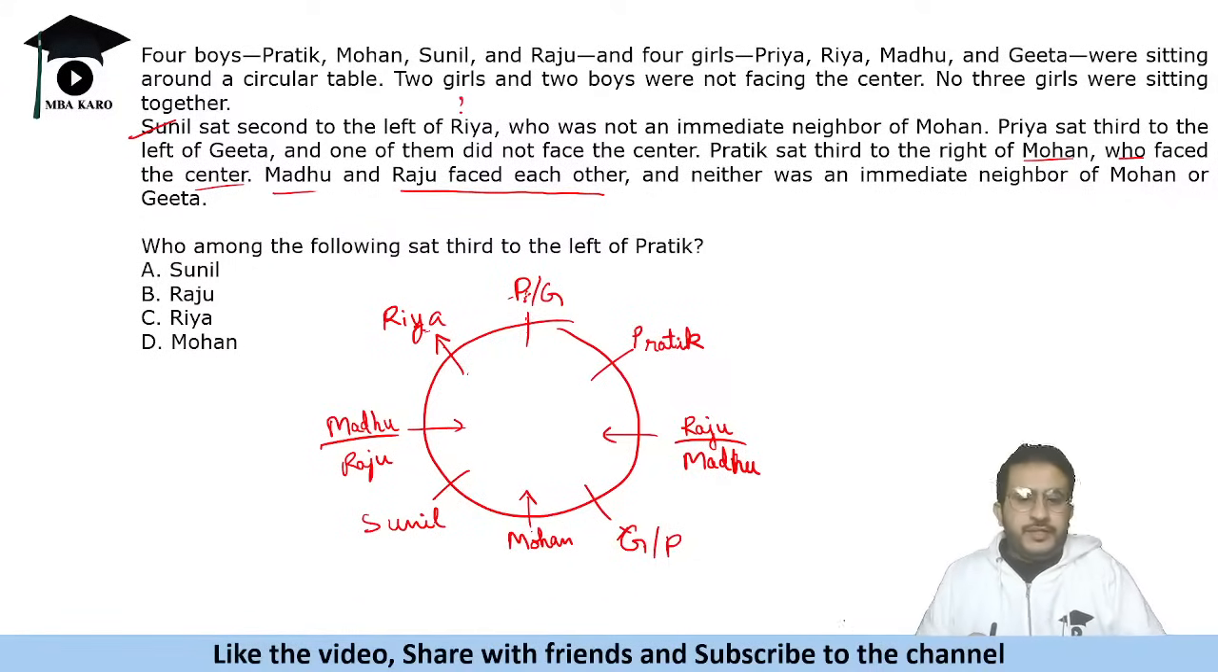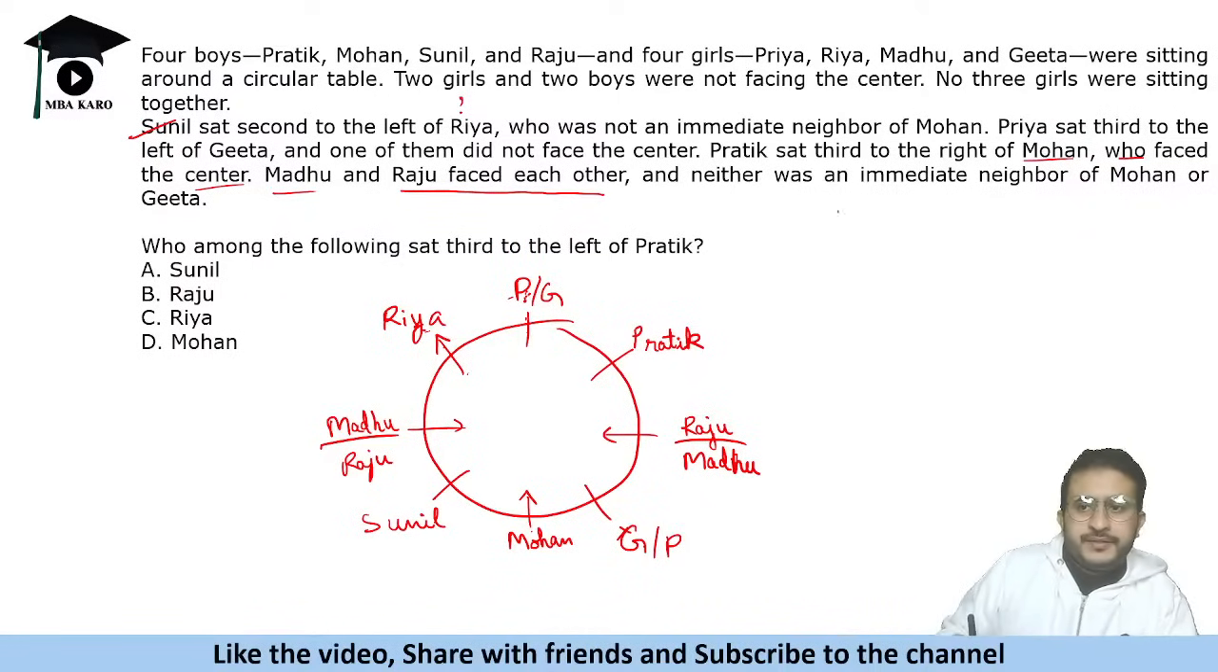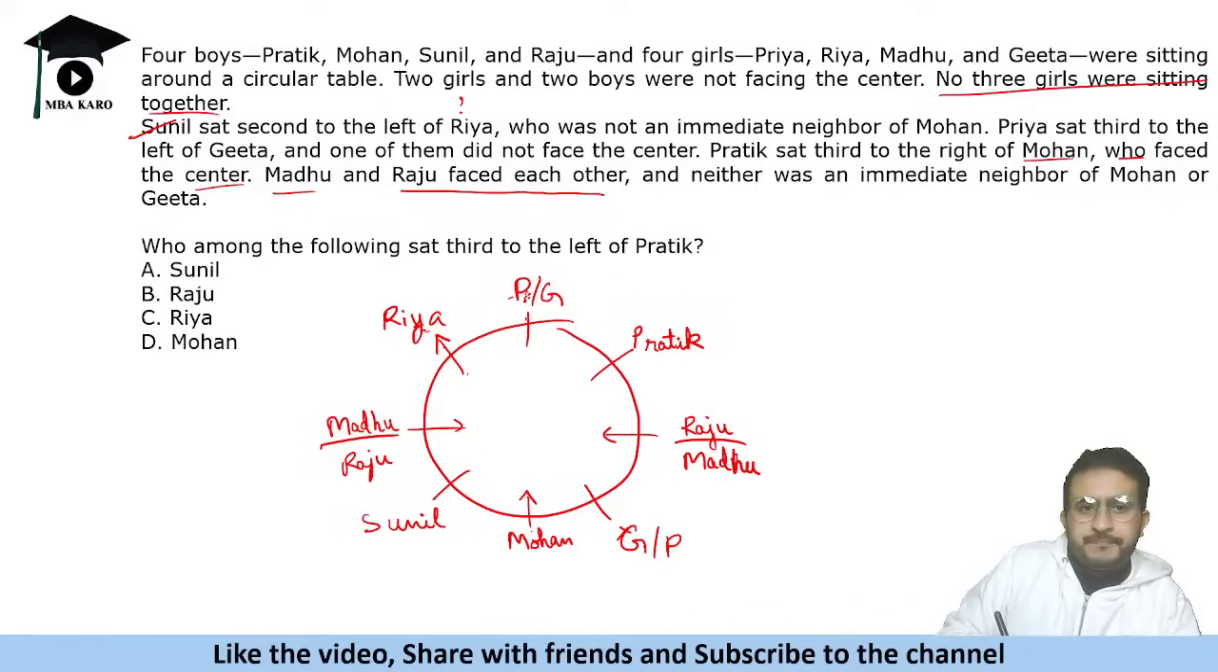Now what we will do is, now we are given that, see this thing. It is said that no three girls were sitting together. Okay, now this is Priya or Geeta, one of those. So this is a girl. This is also a girl. So this should not be a girl. So this is not Madhu. This will be Raju, and this will be Madhu. So we have to tell who is third to the left of Pratik. So this should be Raju.